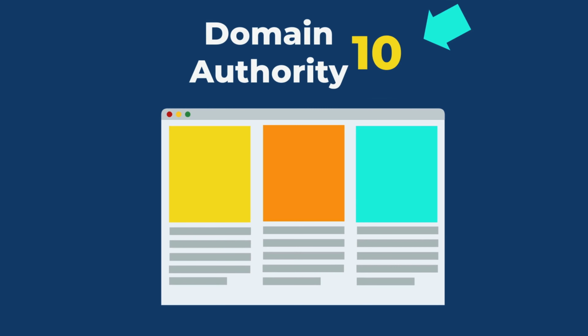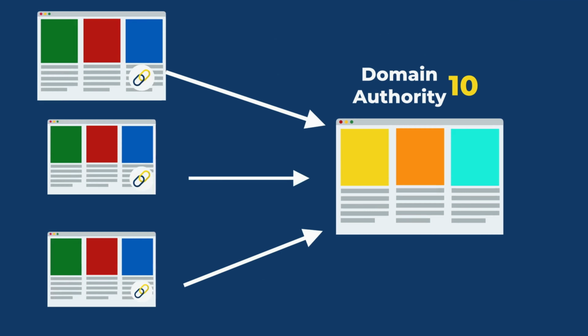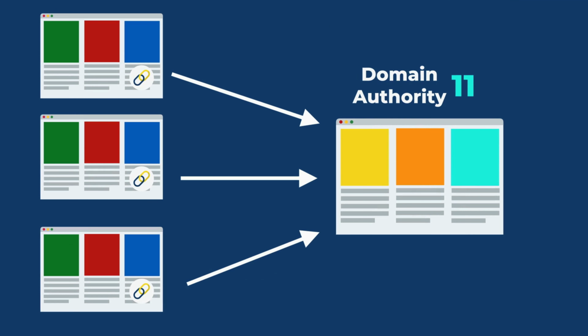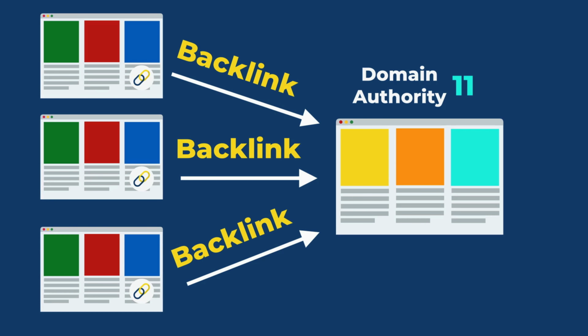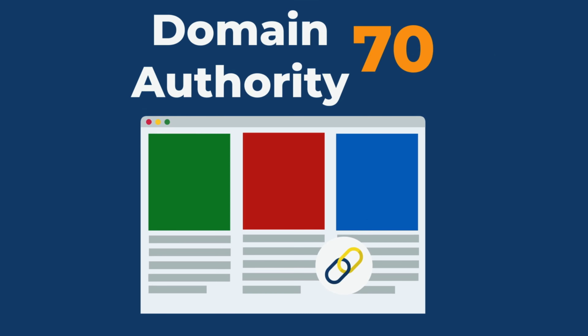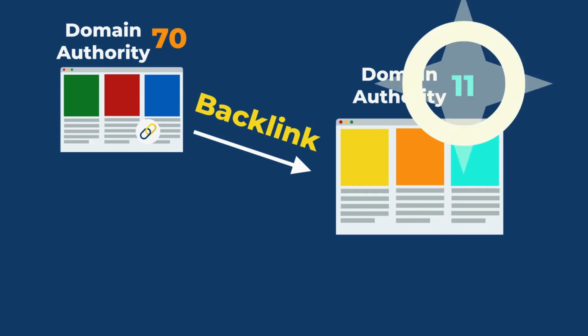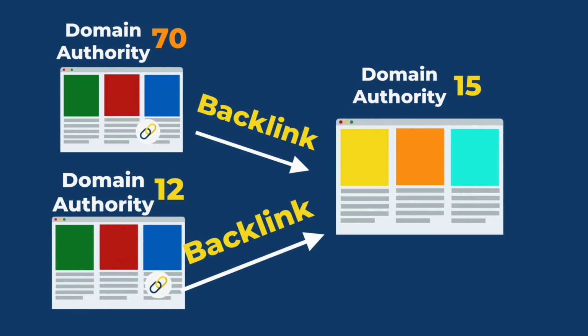So what is domain authority? Every website has a domain authority. Domain authority is a number between 1 and 100 that increases depending on how many other websites link to your website. When a website links to your website, this is called a backlink. If a website with a domain authority of 70 links back to you, this is a bigger boost than if a website with a domain authority of 12 links to you.